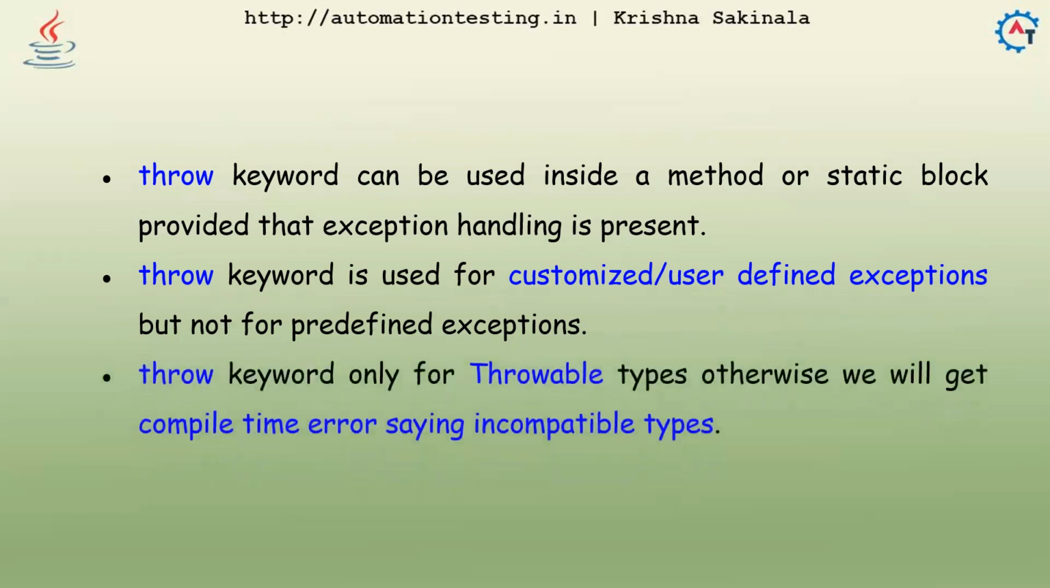The throw keyword works only for throwable types. Otherwise, we will get a compile time error saying incompatible types. So when using the throw keyword to throw any exception, the class should be of type Throwable. It means it should be a child class of Throwable. Then only you can do it. Otherwise, you will get a compile time error saying incompatible types. By taking one example, we'll see that also.